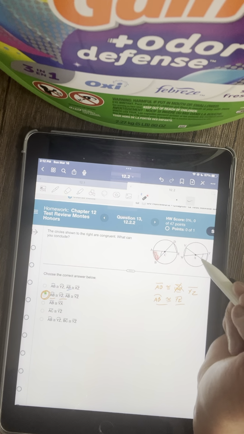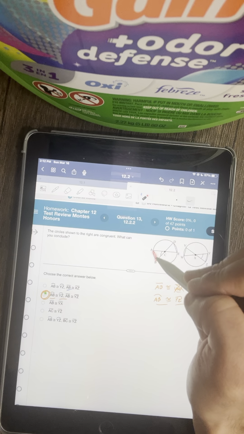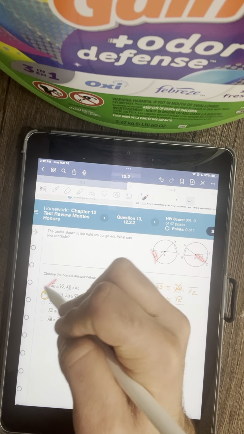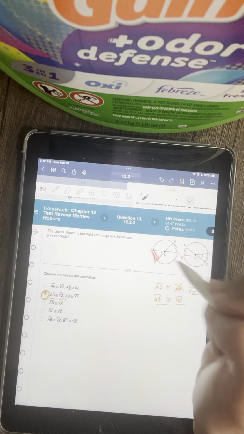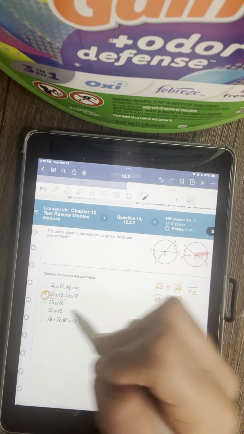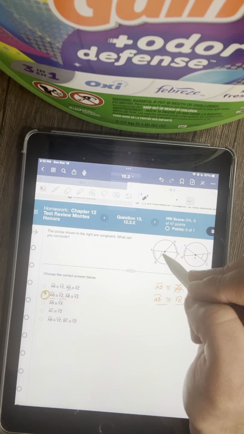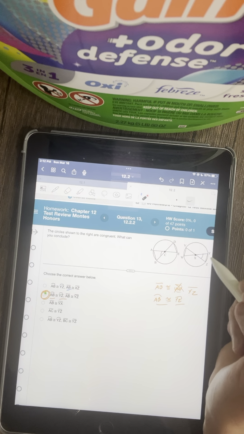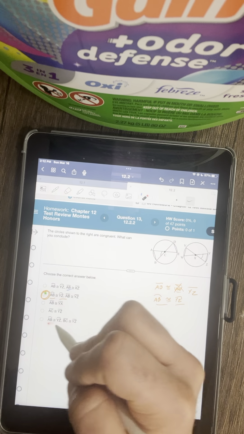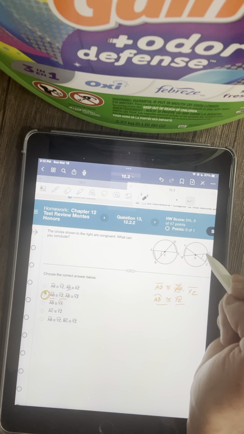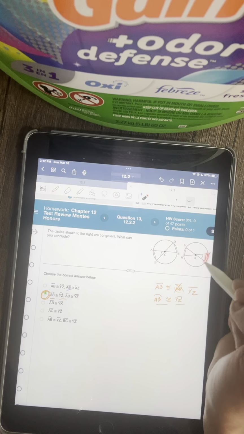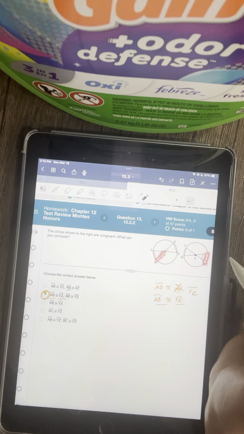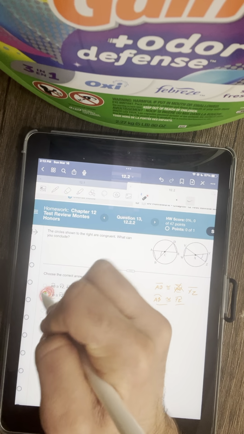AB to XZ, no, that's not true. This is a chord and this is a radius, so this one's wrong. Let's look at this one. AB to YX, no, same issue. AC to YZ, same issue, just in reverse. So arc AB to arc YZ, okay, that's good. And line segment BC to line segment YZ, nope, there's a radius. This is a chord, so this is the only one that's possible.